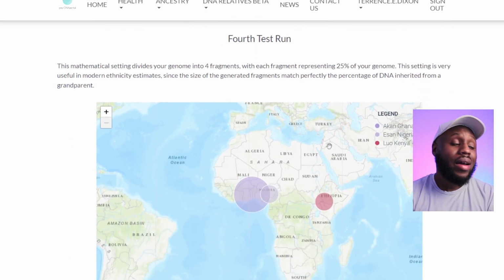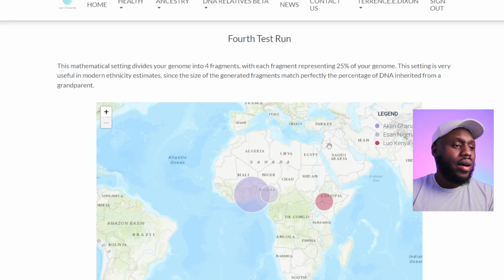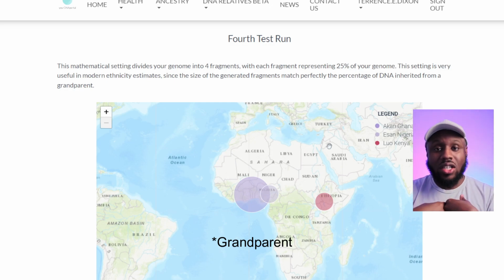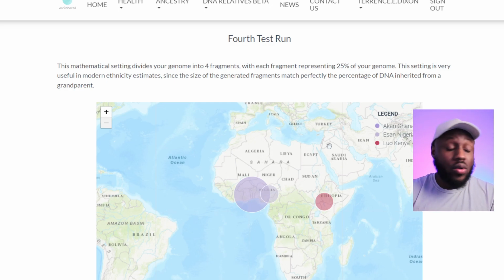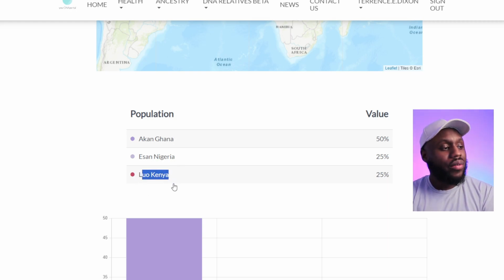So now it breaks it down to 4 fragments. So now these fragments are larger. And when we're thinking about these fragments, it breaks down to a perfect match for a grandparent, because 25% of our genome comes from our grandparents. So let's see what it breaks down to. We have the Akan of Ghana, we have the Isan of Nigeria, and the Luo of Kenya. Very, very interesting.